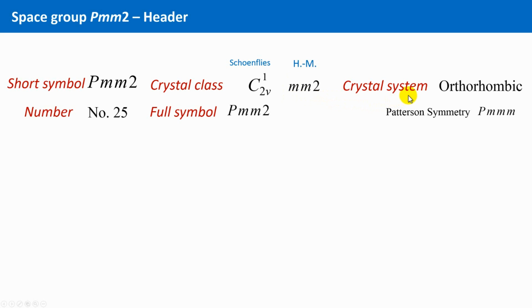On the right we can find the information to which crystal system the space group belongs. And directly underneath this entry the so-called Patterson symmetry is given, which is the space group of the Patterson function. This belongs to the X-ray diffraction part, which we will not discuss here.